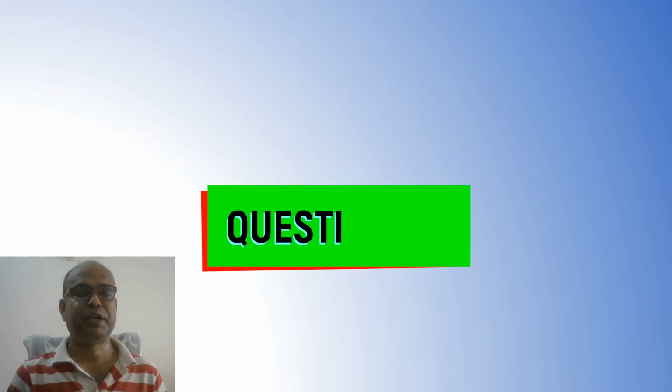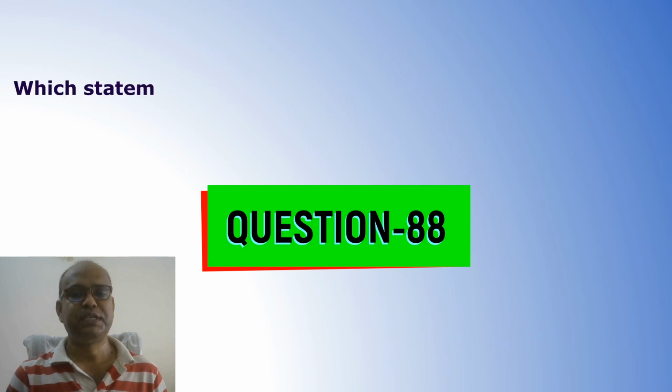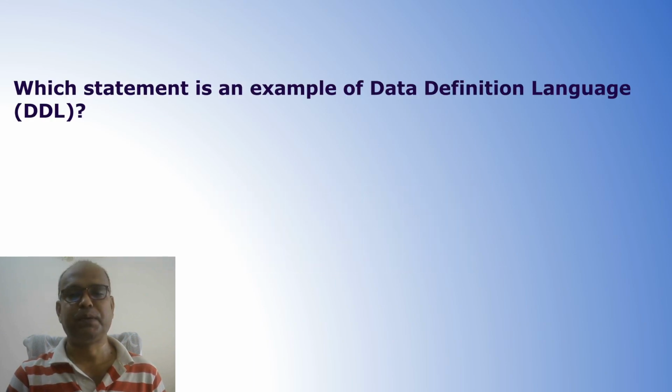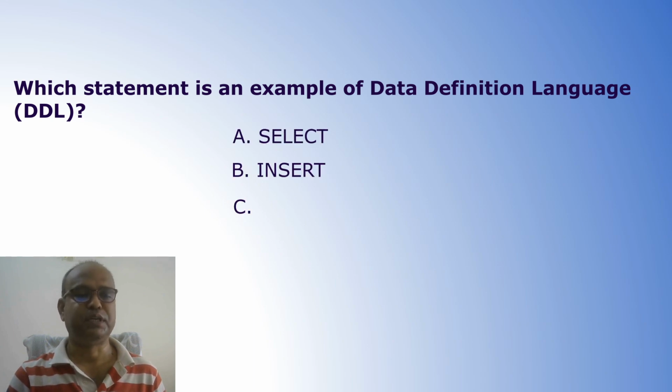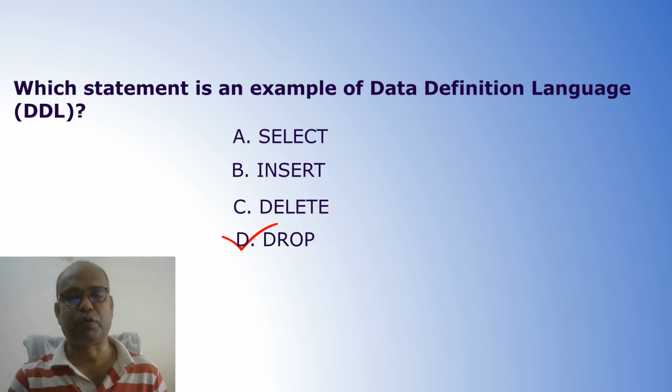Next question, question number 88. Which statement is an example of data definition language (DDL)? Option A, select. Option B, insert. Option C, delete. Option D, drop. Answer. The correct option is drop.